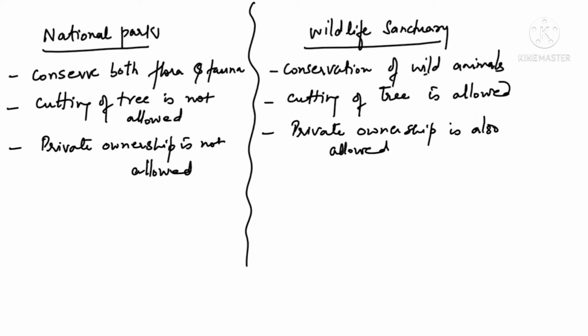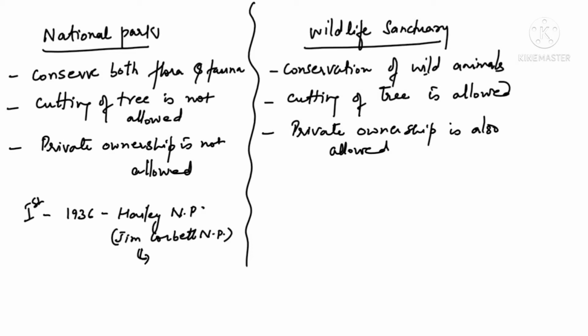Now see, a few important national parks. The first national park which India made was in 1936, which was known as Hailey National Park. Now it is named Jim Corbett National Park. Clear, beta? It is one important national park which is meant for the saving of the tiger.